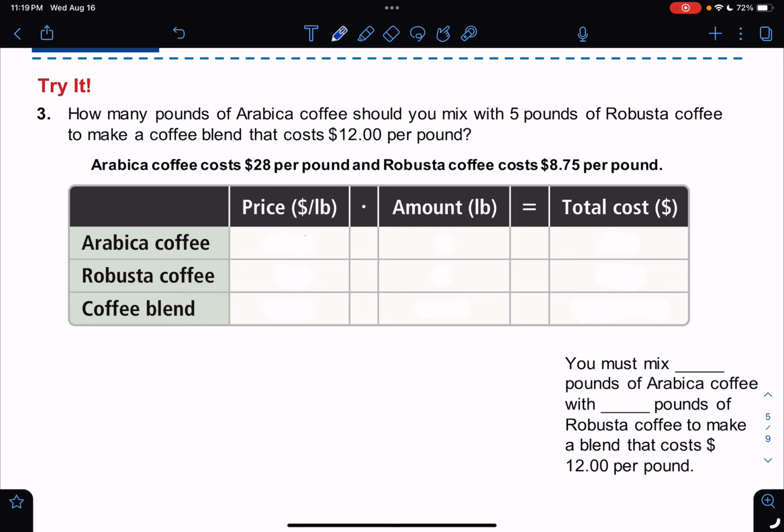Okay, so moving on. Try number 3. How many pounds of Arabica coffee should you mix with 5 pounds of Robusta coffee to make a coffee blend that costs $12 per pound? I want you to draw out this table on your paper, and then we're going to fill it in together. You can pause the video if you need to draw out your table.